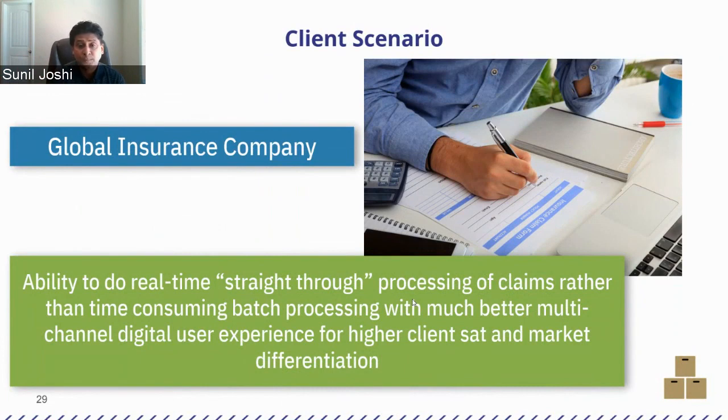This is fairly, I would say, commonplace, that folks may want to do this, right? So let's look at some operative words over here. Straight-through processing, near real-time or real-time straight-through processing. So that says, okay, my integration perhaps is a challenge. Much better multi-channel digital experience. So that means that I have some sort of a client experience today, which is uni-channel, or not as exhaustive as what our clients are asking today.